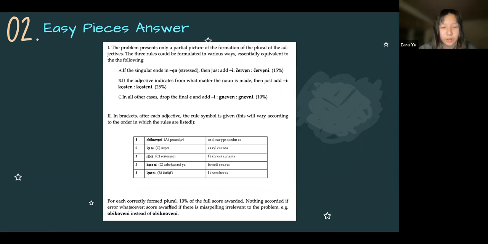So for each correctly formed plural, they'll give 10% of the full score. And then if there's some spelling errors, they give you the full score still, I think. So for example, if you forget to write an N, I think they'll still give you the full score. So this is the solution for this problem.